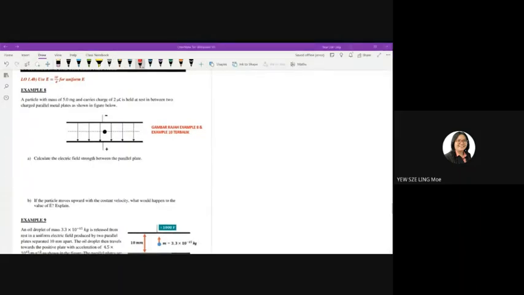Alright, so the diagrams for example 8 and example 10 are reversed. Make sure you correct it. This should be the right diagram for example 8.